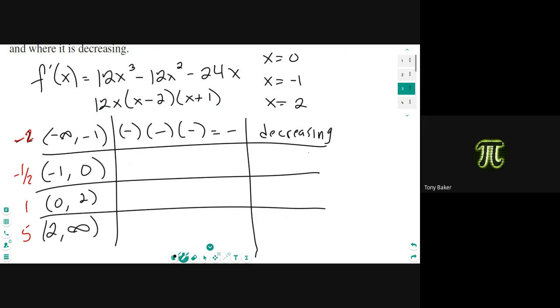Now let's look at the -1/2. Well, the 12 is still going to be negative. That's still going to be negative. But the 1 is bigger, so it's going to be positive. So that means that is positive at the end. Does that make sense? How we're doing it?